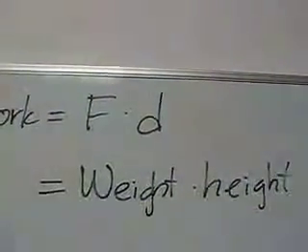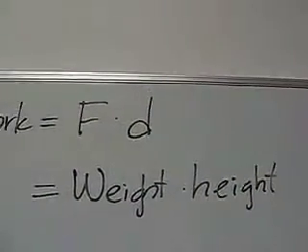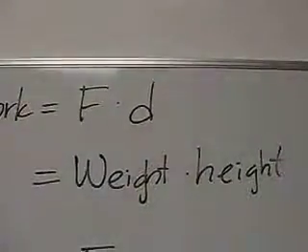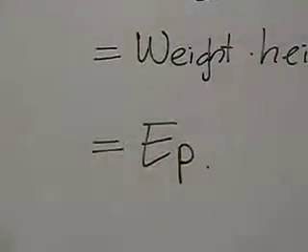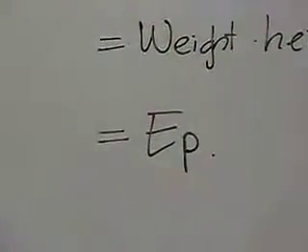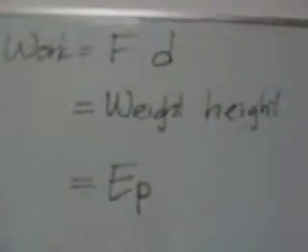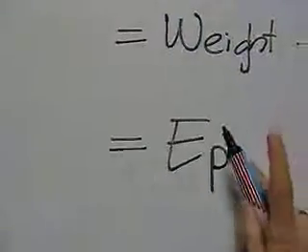So the amount of work I would do would be equal to the weight of the object in newtons times the height of the object in meters above the ground. And it turns out that that value right there is equal to the amount of potential energy, gravitational potential energy, that the object has because of its position above the ground. So to calculate the potential energy, all we do is we take the weight of the object and we multiply it by the height.